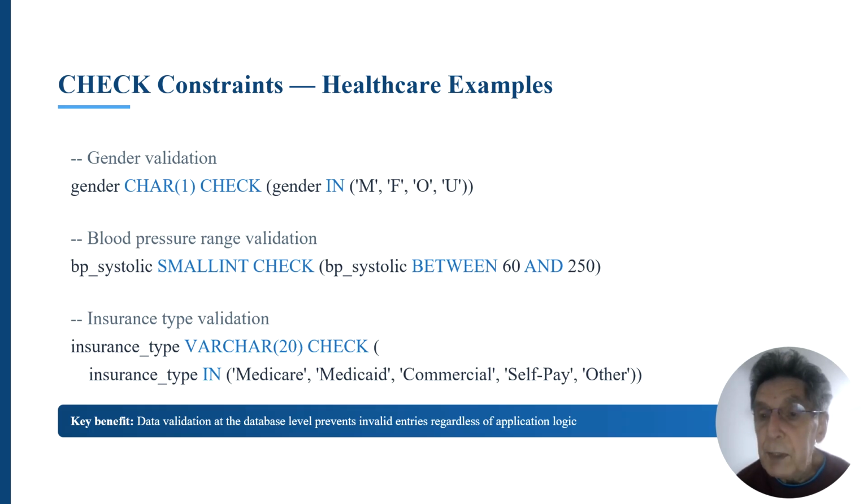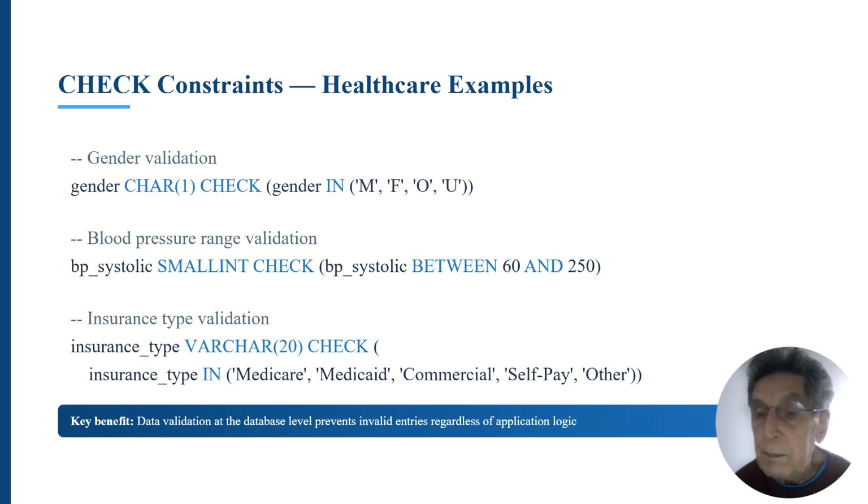Like blood pressure. Blood pressure range validation with bp_systolic smallint check bp_systolic between 60 and 250. So by putting that code in your table definition, every time somebody enters data as the system is operating, it will verify that it meets those criteria. A systolic blood pressure of 50 or minus 10 is clearly illegal.